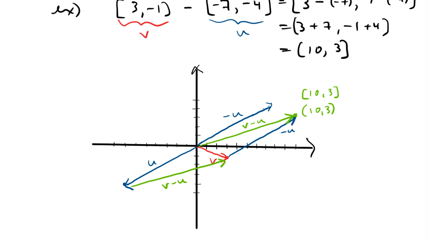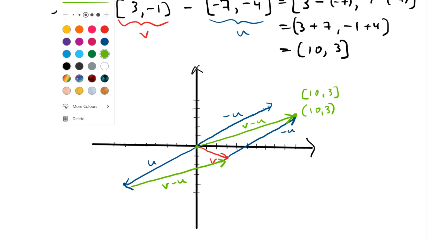So in fact, if I have the difference between two vectors, v minus u, and I position the vectors so that they start at the same place, right here they both start at the origin, well, v minus u will be a vector that starts at the head of u and ends at the head of v, or at the terminal point of u and ends at the terminal point of v. That would be true no matter what the vectors are.